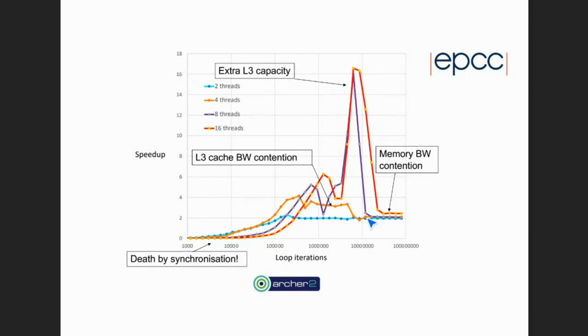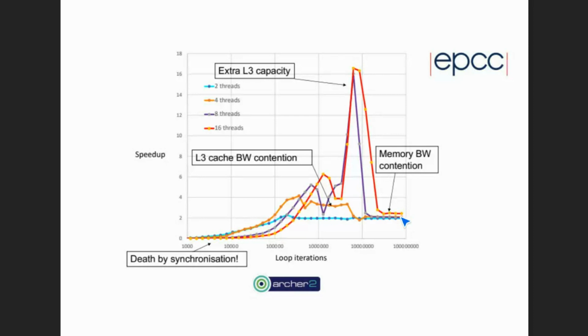As we get bigger, we drop back to a speed up of about 2 when we're contending for the main memory bandwidth again. And same for 16 threads. There's a peak here because we've now got 4 level 3 caches. We get this extra L3 capacity, which causes this big spike. But you can see that even so, you get a little bit better on 16 threads than 8, but you never get more than 2 and a bit times speed up, even with 16 threads running.